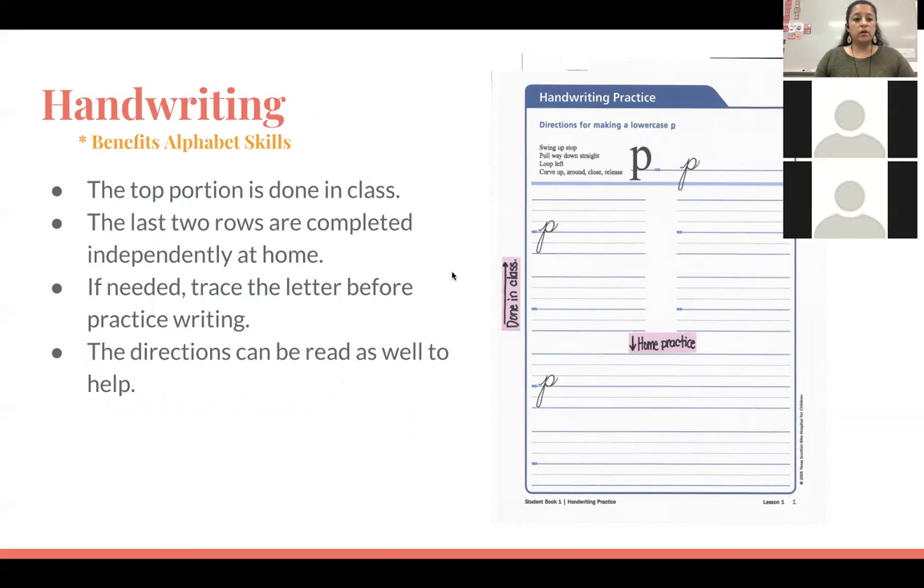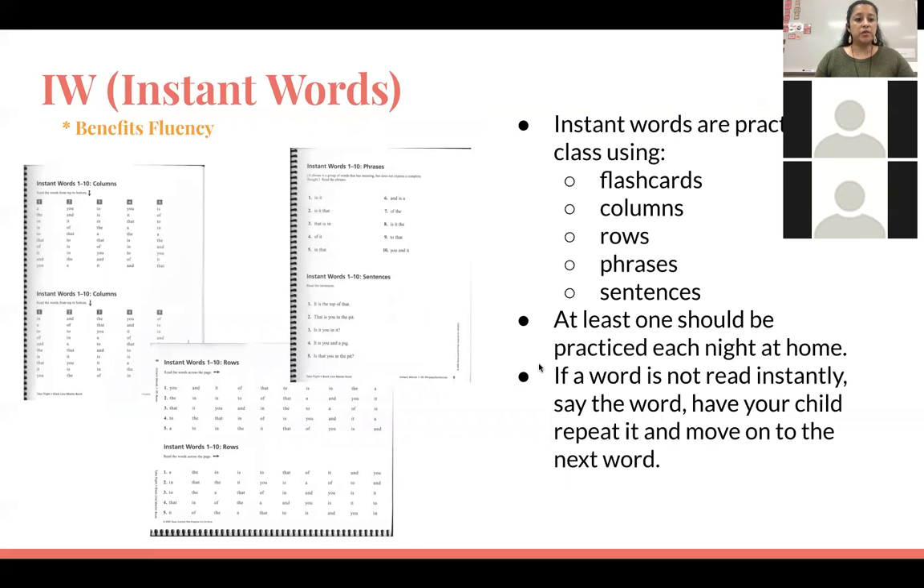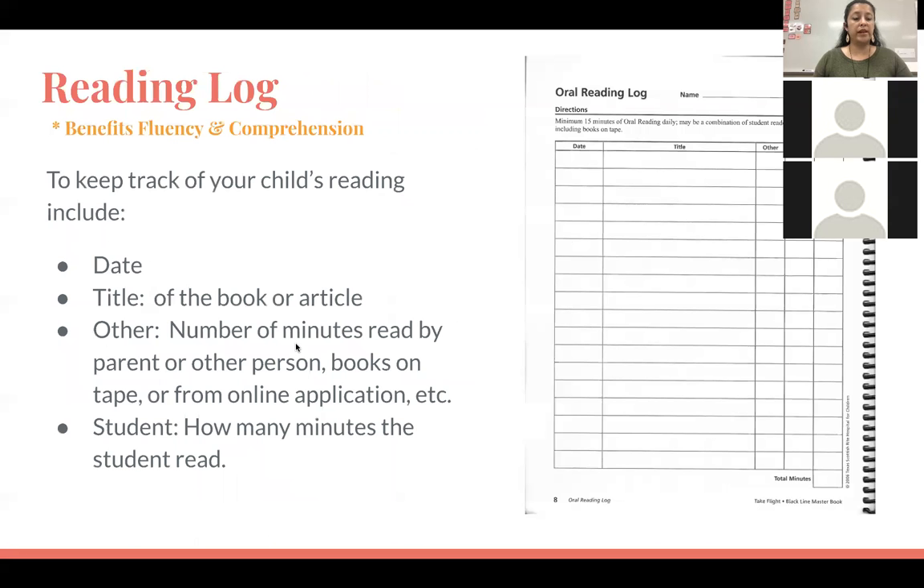Then we also work on the instant words. We use flashcards, then we use columns and phrases and rows. So they say it in a variety of ways, and they're having to know those words, and we practice them consistently. So they don't have to rely on decoding, they just know it. That helps with their reading as well.